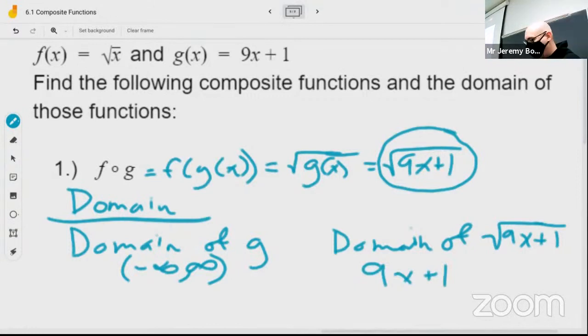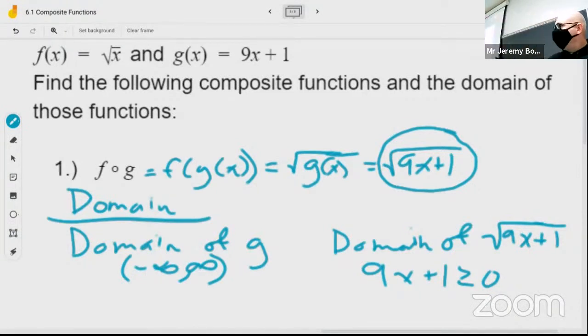Oh, it can't equal 0. It can equal 0. It also has to be greater than or equal to 0. It can't be negative. You take the even root of a negative number, we're in imaginary number territory, and we're not talking about that. We're strictly talking about reals.